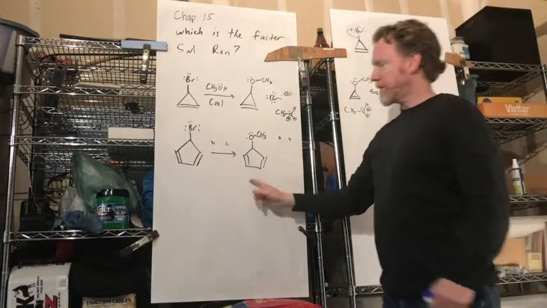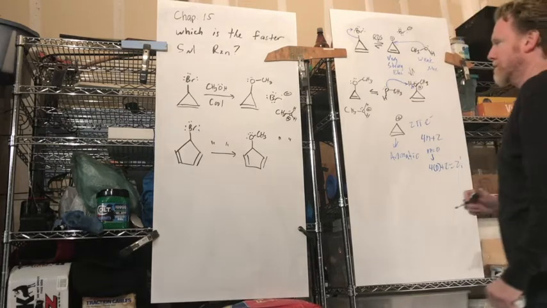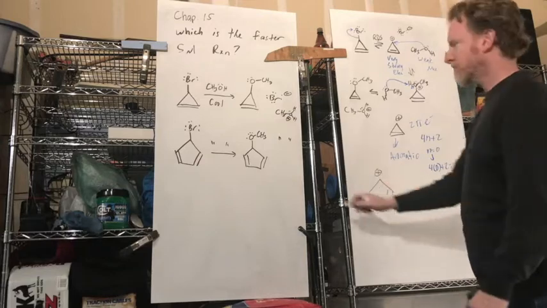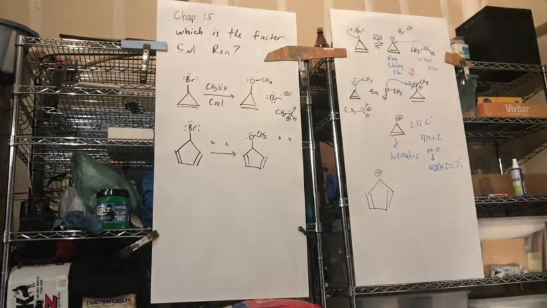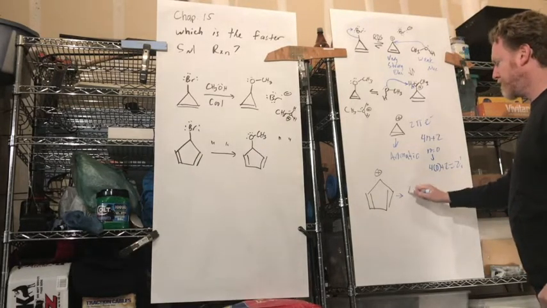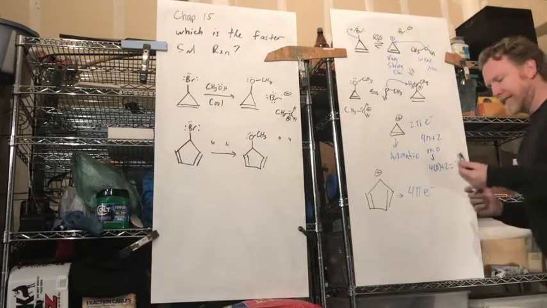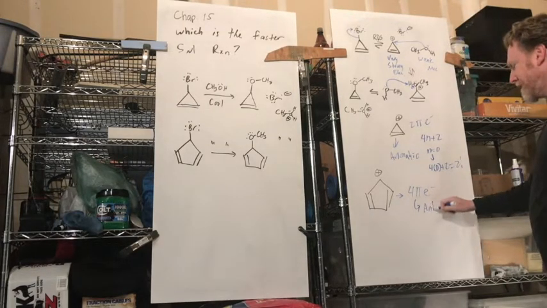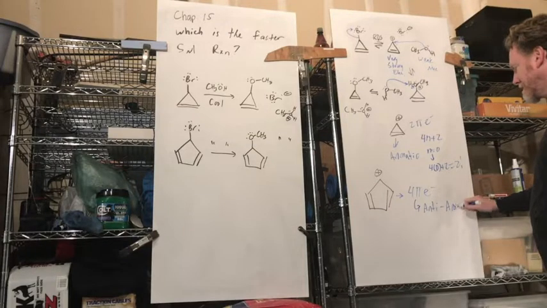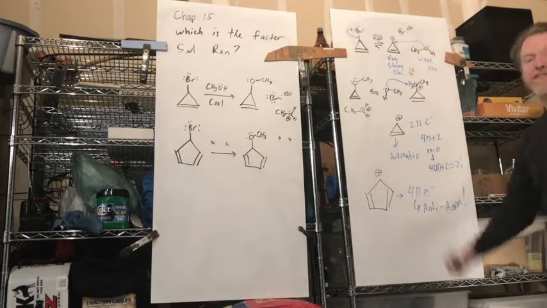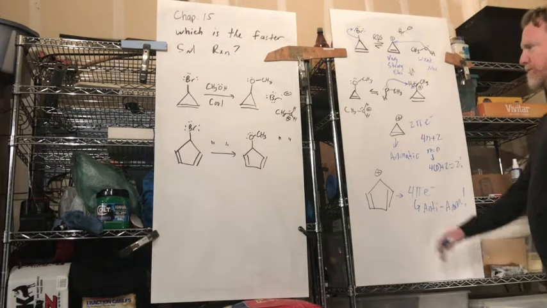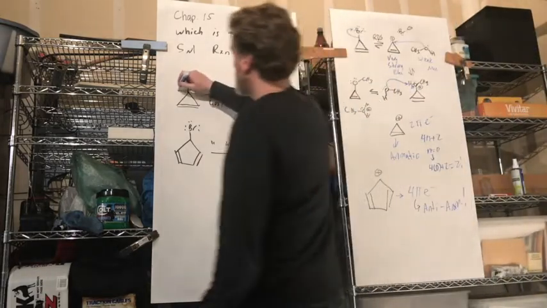What about the other one? The other one would produce a carbocation like this. You could work out the full mechanism for this one. It's basically the same. And now, how many pi electrons does this have? It has 4 pi electrons. Is that aromatic? No, that's anti-aromatic. So that means this is a very high energy carbocation. It's going to be harder to form, slower to form. So this is definitely going to be our faster reaction.